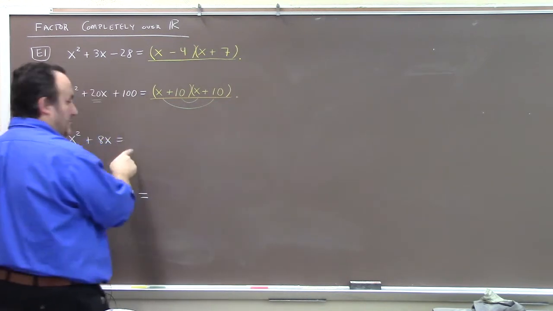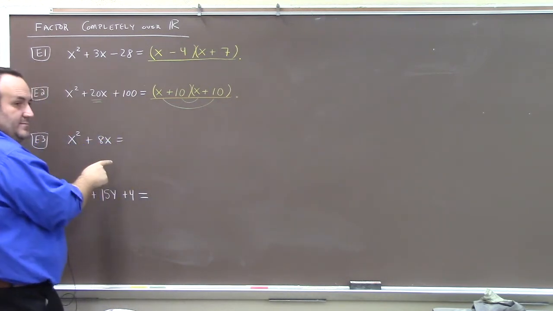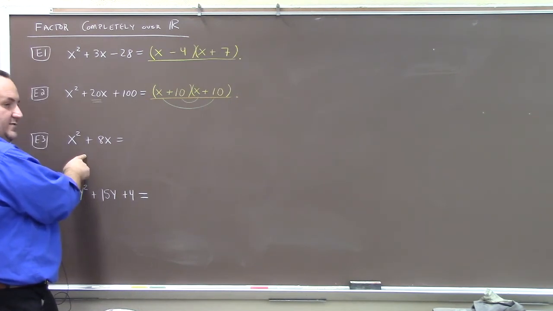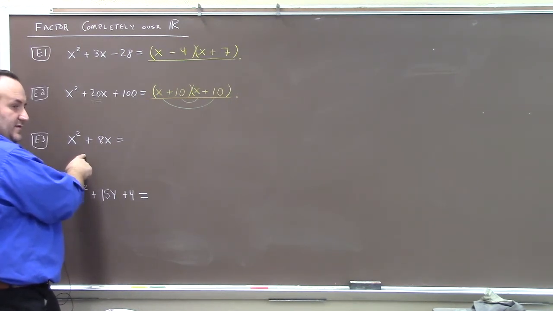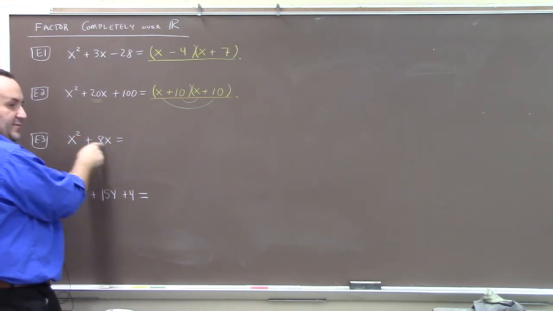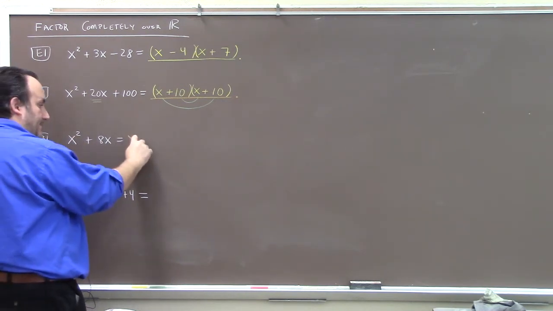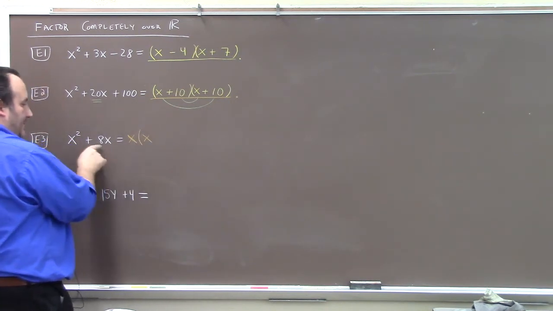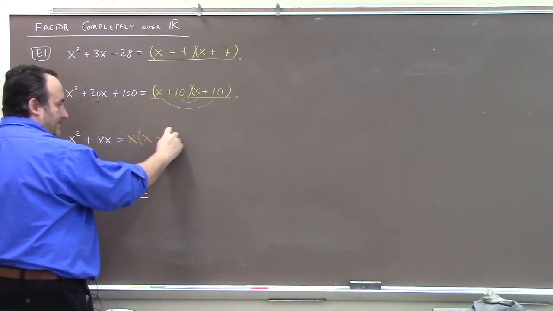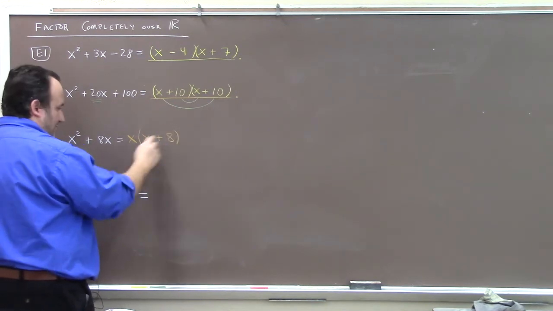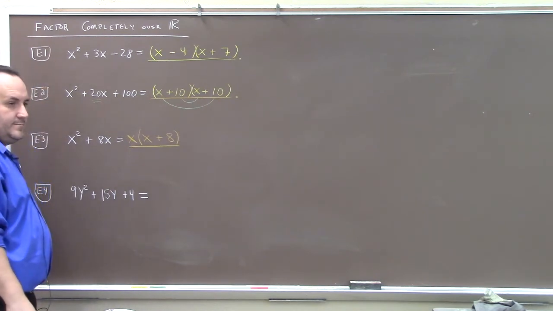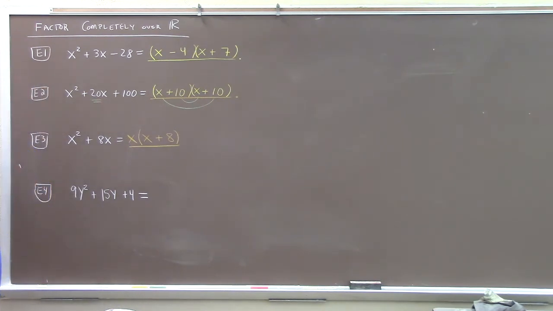Now this one's easier. Look at this one with me. I've got x in both terms, so I can just factor x out. I'm left with x plus 8. That's it for that one.